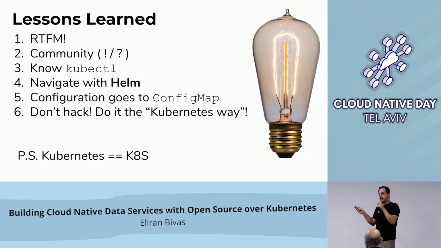Now, number 5 is kind of obvious for some people, but I can't stress it enough. All the configuration should go to a config map. A lot of Python developers actually love to bring code into Python and then place it in the Dockerfile, and then there's no way to change it, and then they do some hacks instead of just placing them in config maps.